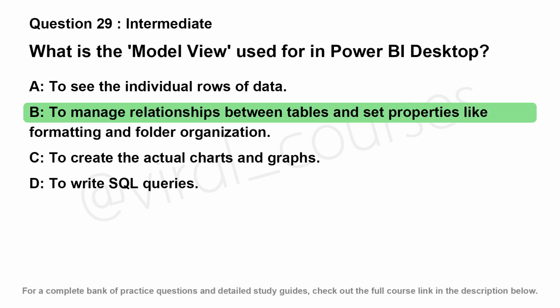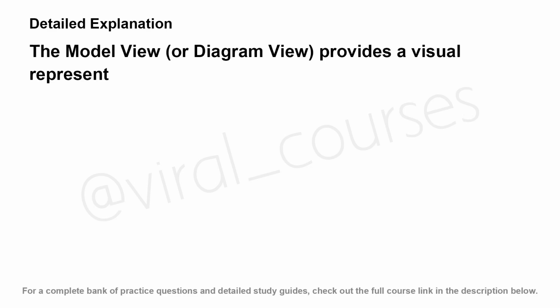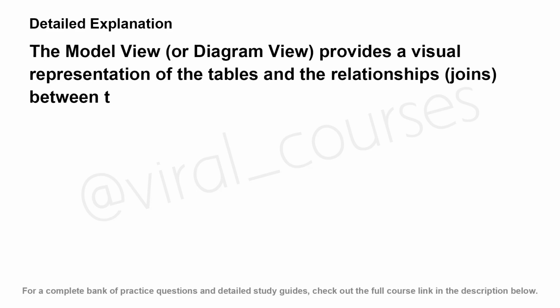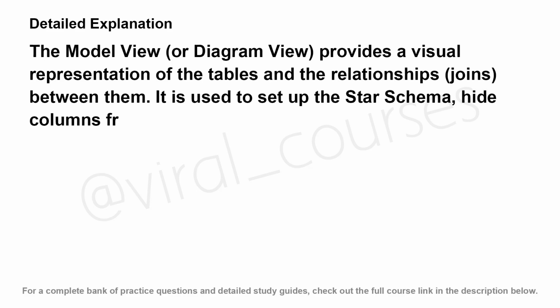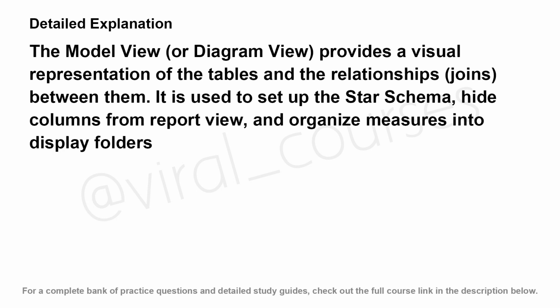The correct answer is B. The model view, or diagram view, provides a visual representation of the tables and the relationships, joins, between them. It is used to set up the star schema, hide columns from report view, and organize measures into display folders.